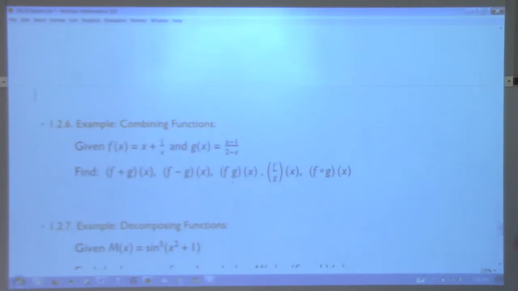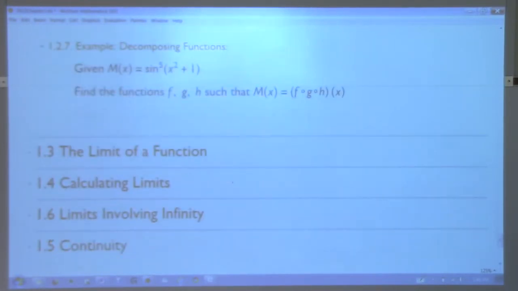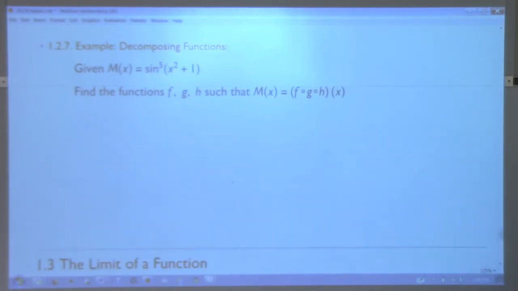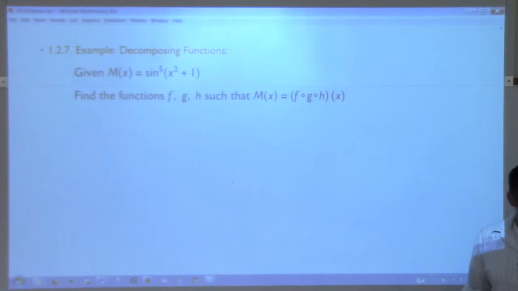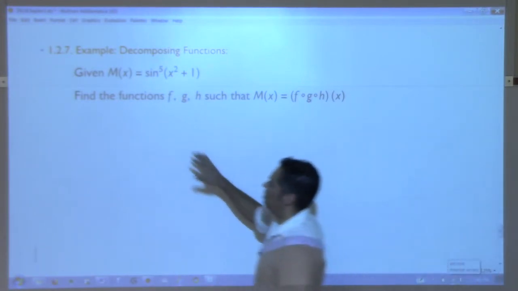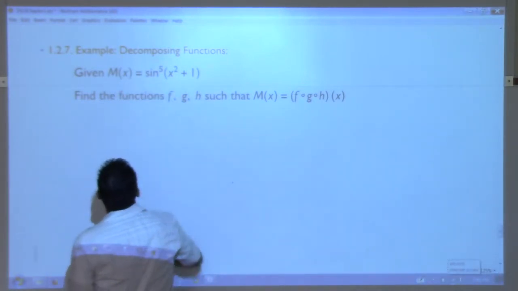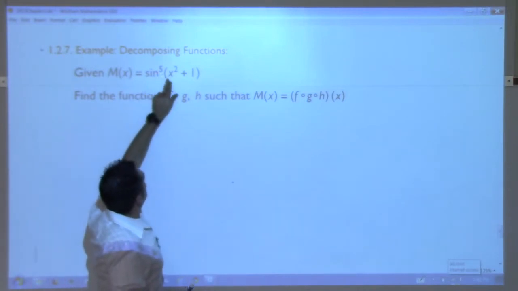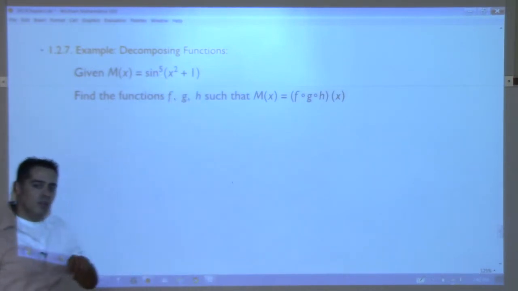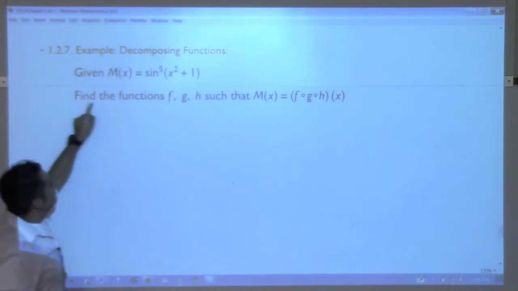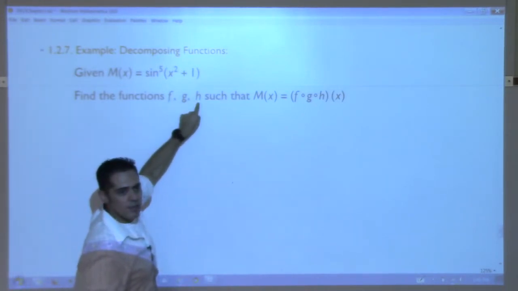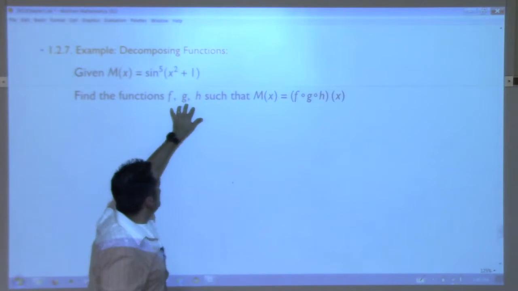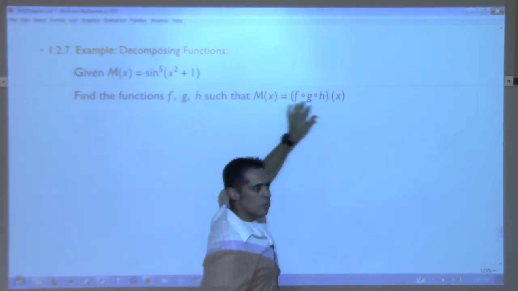All right, so here's some more compositions. This one's the big one right here. We are not so interested in doing what I just asked you to do. We're actually more interested in going backwards. That means if I were to give you a final function, capital M of x is sine to the fifth of x squared plus 1, can you actually find three functions that, when composed together, would give you that?